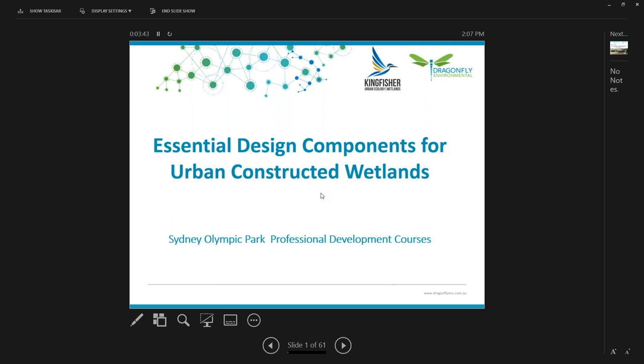So a key part of the essential design components of urban constructed wetlands is knowing them, feeling them, breathing them, getting into them. And in Sydney today, it's wonderfully wet, and I will make sure I get outside and head down to the local stormwater drains and see what is happening.